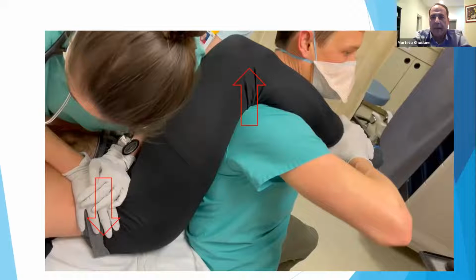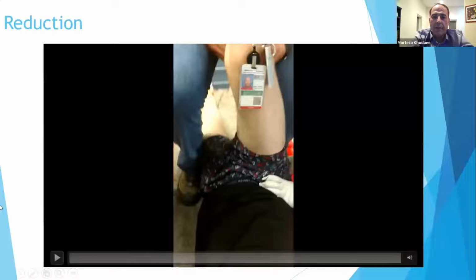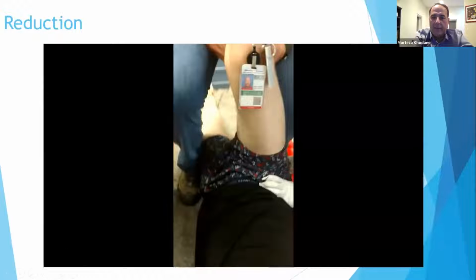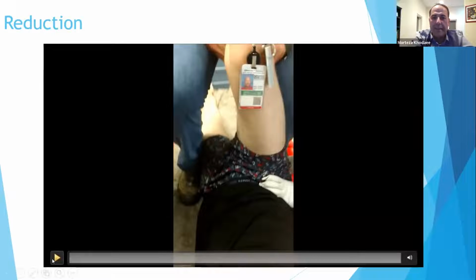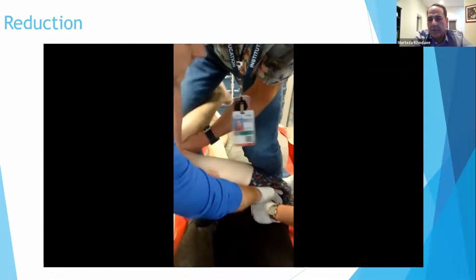I just want to simplify it, and remember this requires a significant amount of force. You need to be very, very strong to do that. So this is one of my mentors, Dr. Hill, and he's doing the reduction. This patient is completely consciously sedated with propofol, so I think the patient is not feeling anything. And Dr. Smith, one of our attendings, is also there, both of them doing that.